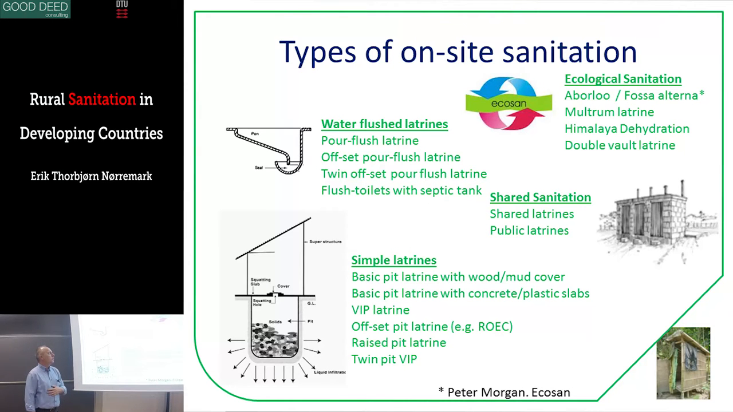A Swedish model, Multrum latrine, very advanced, very expensive. Last year we had some case villages in Himalaya, so we introduced a model fit for Himalaya. I don't think it will work for India and Tanzania, but it's nice to see. And then double vault latrine, again, two containers, so you can use one for a period, then you shift and let it rest, and then after some time it's hygienic and you can move it out. And then we have this shared sanitation, shared latrines between a number of families, or public latrines for a big group.